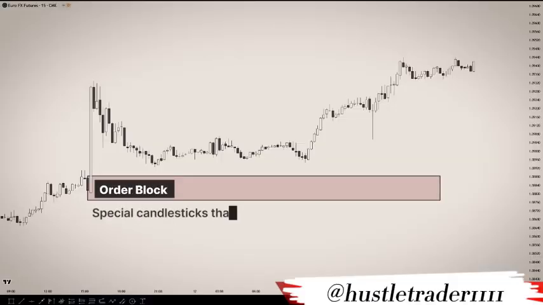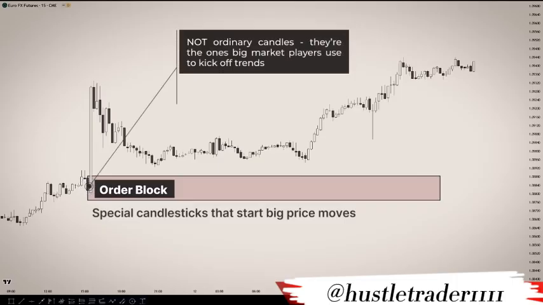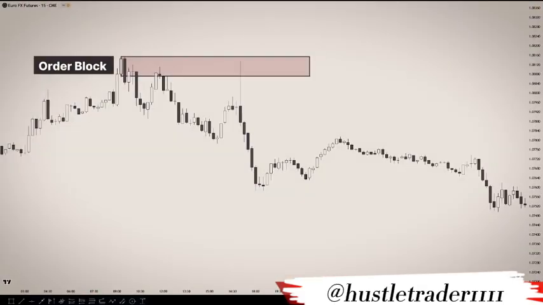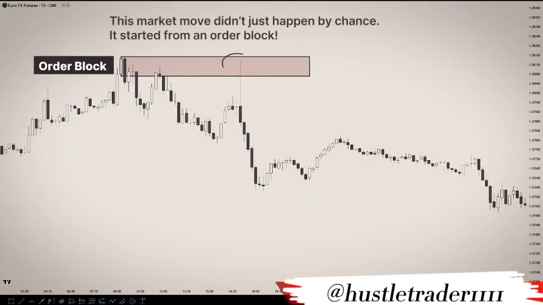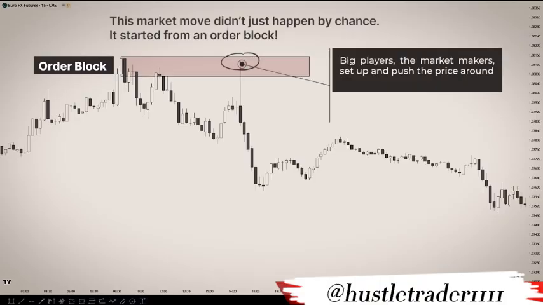Order blocks are special candlesticks that start big price moves. They're not just any candles, they're the ones big market players use to kick off trends. When you see a big market move, it didn't just happen by chance. It started somewhere. And that starting point is an order block.